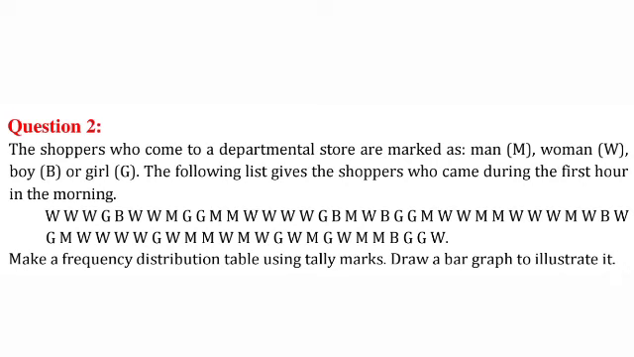In the second question, the shoppers who come to a departmental store are marked as man M, woman as W, boy as B or girl as G. The following list gives the shoppers who came during the first hour in the morning. They have given W, G, B, everything. Make a frequency distribution table using tally marks. Draw a bar graph to illustrate it.